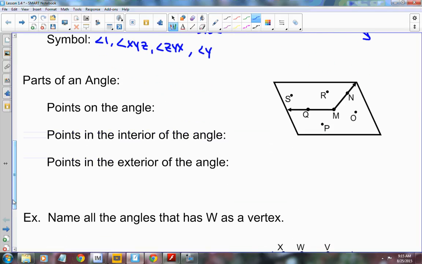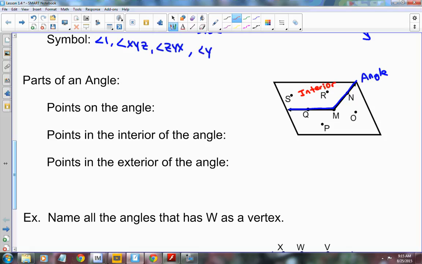Now, there's three parts of an angle. There is the angle itself. Okay? So if you were told that a point lies on an angle, it's on the physical part of the angle that you would draw. That's the angle.